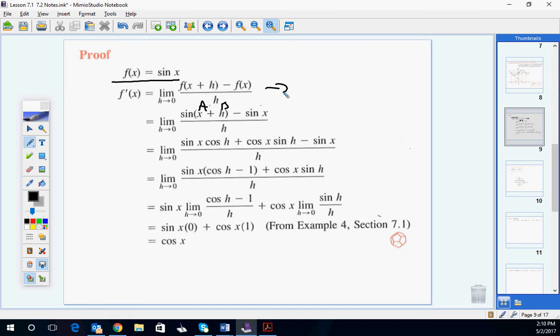Then you'll see that the next thing they did is they lumped these two together. They both had a sine x, and they pulled a sine x out. So you take that out, you have a cos h minus 1. Then they broke these up into two limits. They pulled the sine x out because the sine x is essentially a constant in this situation.